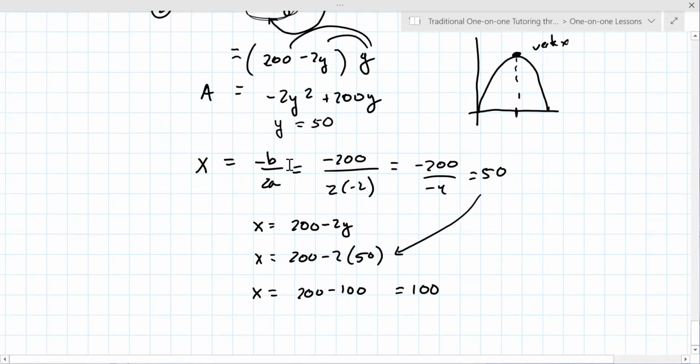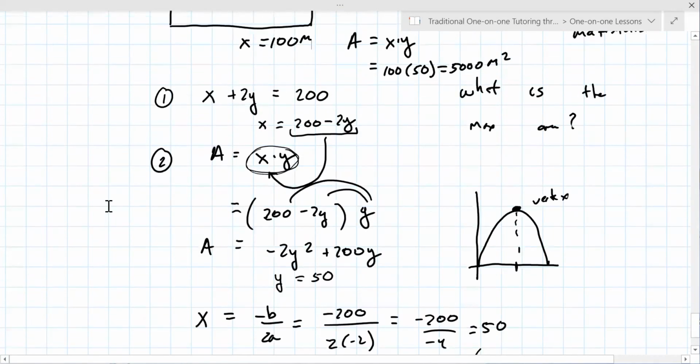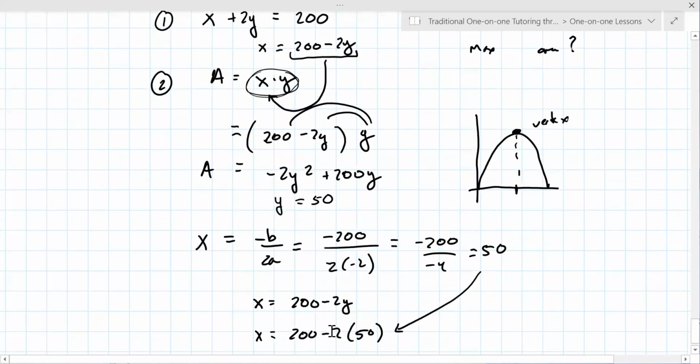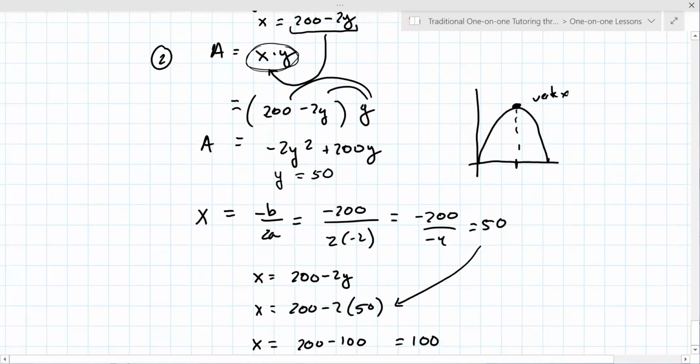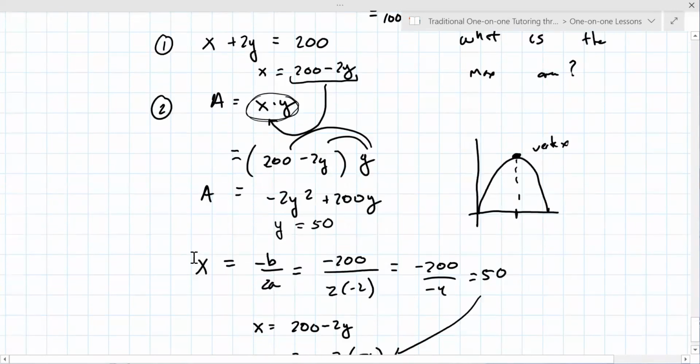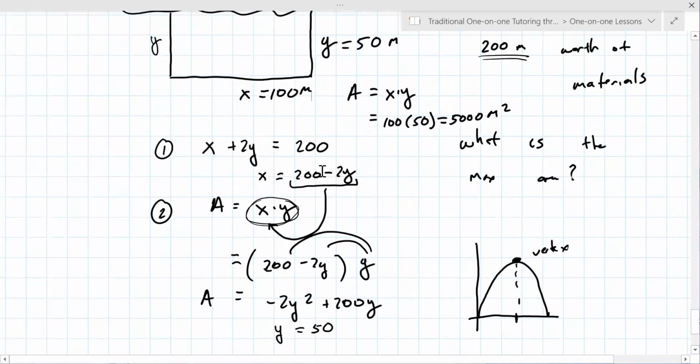Is there anything you'd like me to cover again on this one? No, that makes sense now. So you've got to know your vertex formula, minus b over 2a. You've got to know to put whatever number you find back into the other equation to get both values usually. And then you might even have to multiply them together or graph it to get the maximum area.